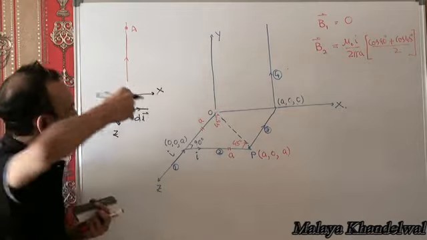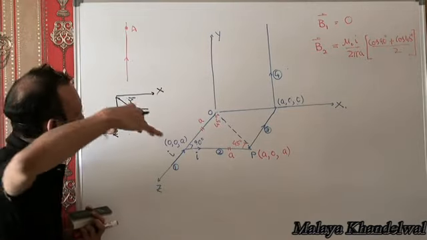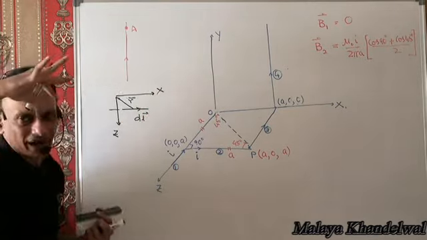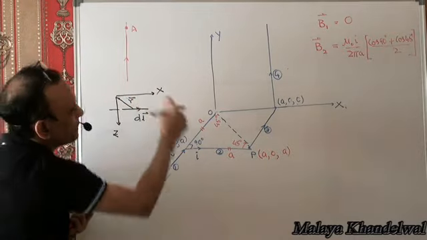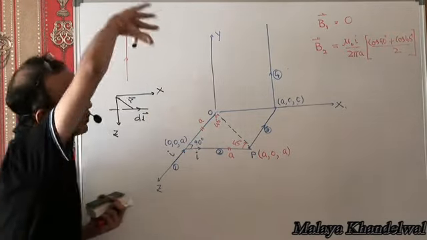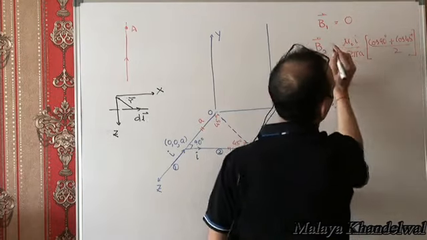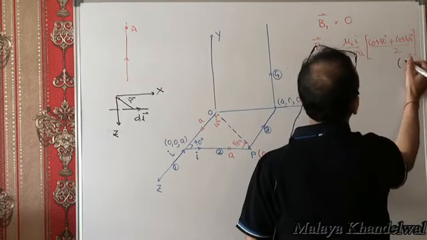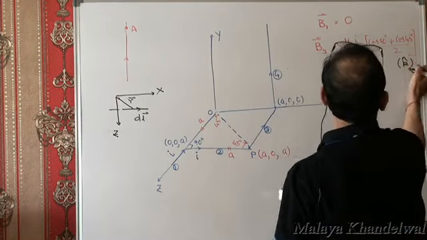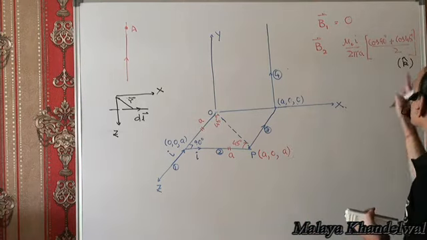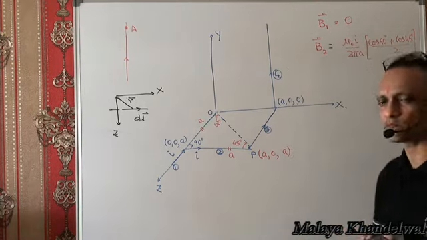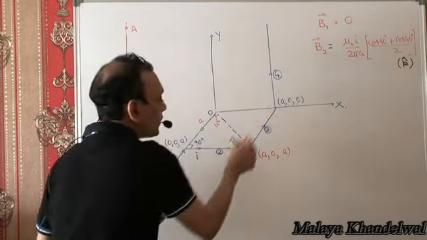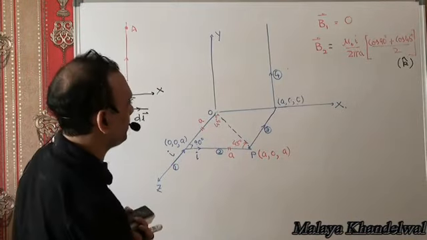So would you not want to believe that dL cross R comes out of the plane of the board, which is the Y direction? So B2, because of this, is in the Y direction. So I write it as something into k cap. I've run out of space here, so I write it here. B2 is this. What about B3?